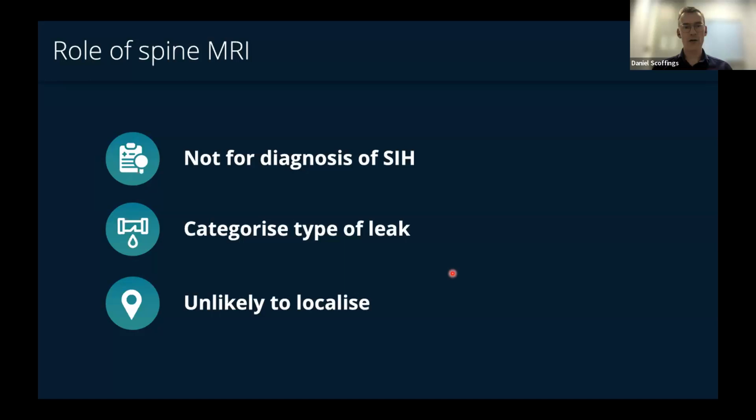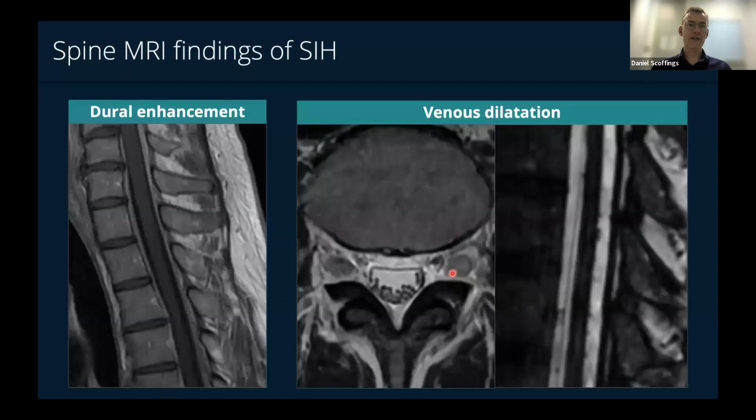So the spinal findings of SIH that you may see on spine MRI, as in the brain, you can see dural thickening and enhancement. And you can see venous dilatation. So these are the epidural veins. These are abnormally prominent because this patient has a leak. And sometimes you can even see dilatation of subarachnoid veins, and this can mimic the appearances of a dural AV fistula. So you might see some of these findings, but these are just bits of bonus information.